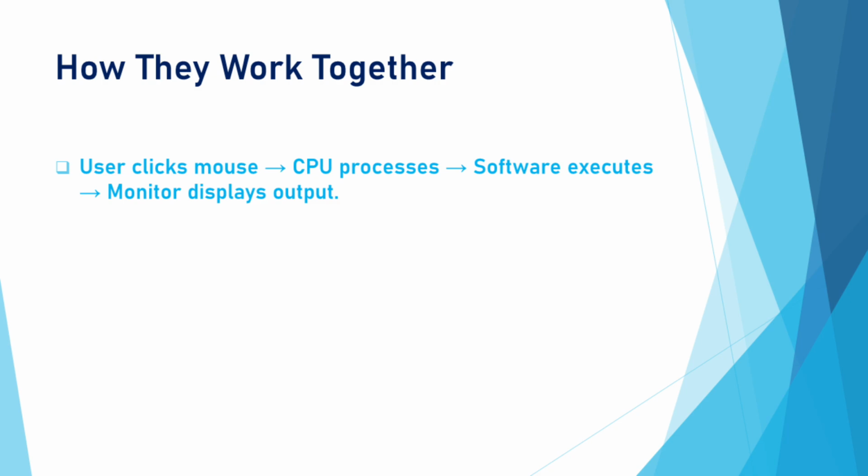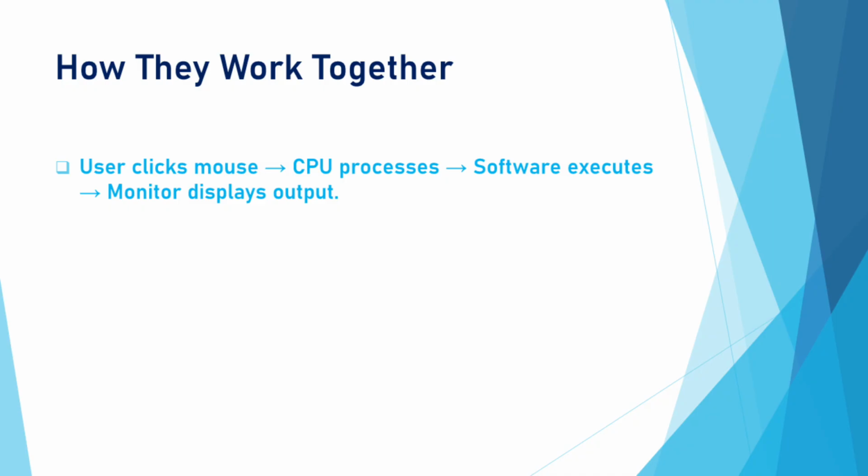Notice how every component works together. The mouse, CPU, RAM, storage devices, and monitor are hardware. Chrome and Windows are software. Only when both work together does the computer perform the task.